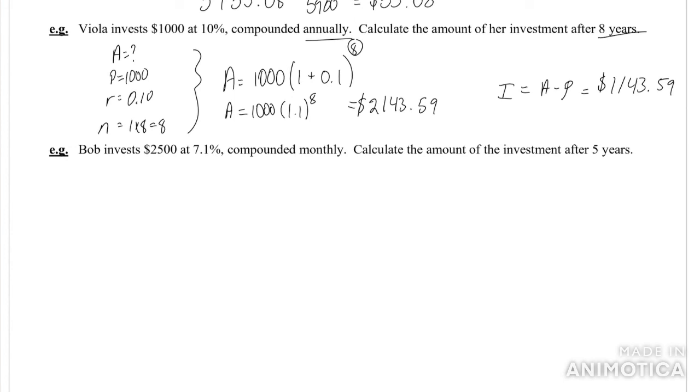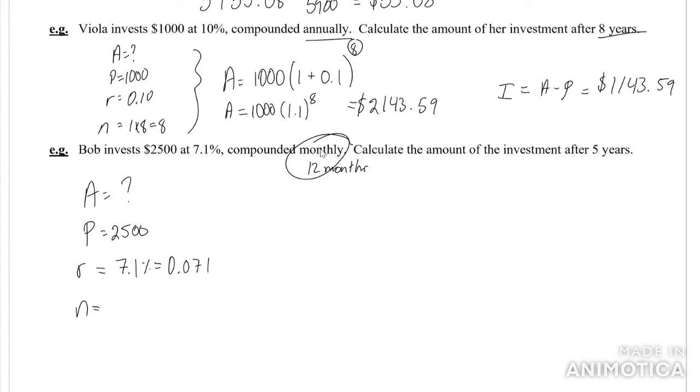One more example. Bob invests $2,500 at 7.1% compounded monthly. Calculate the amount of investment after 5 years. So A, I'm looking for, I don't know what it is. P is 2,500. R is equal to 7.1%, so that is equal to 0.071. And N, compounded monthly, so this is 12 months in a year, and there's 5 years, so it's 12 times 5, which gives us 60.